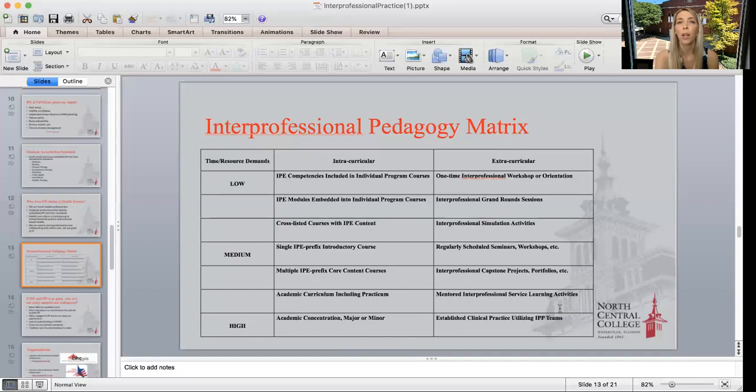Extracurricular, outside of different courses you might take, there could be some interprofessional workshops or orientations that a graduate program might do. Moving up into the resource demand, you might have a simulation activity or a capstone project, a portfolio, something like that as a requirement. So these are all different types of things that all lead to an understanding of interprofessional education, but you can see how they vary as far as intracurricular, extracurricular, and then the different time demands that you'd have.